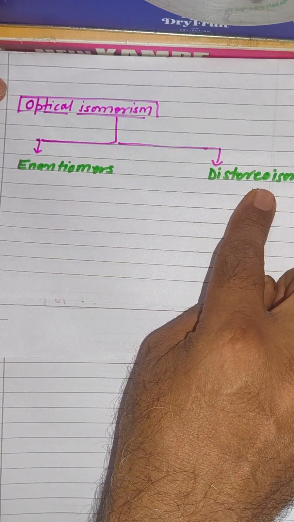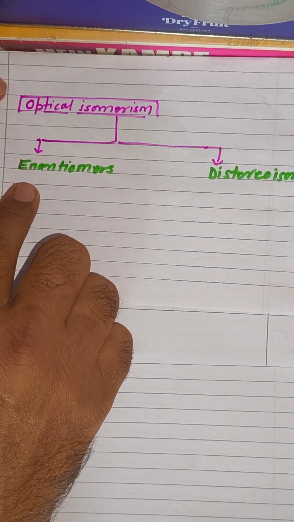Now here we are talking about optical isomerism. Optical isomerism is a type of isomerism where the molecules have the same molecular formula and structural formula, but they differ in the arrangement of their atoms in space, making them non-superimposable mirror images of each other, and it is known as enantiomers. There are two types, that is, enantiomers and diastereoisomers. So what are the enantiomers?